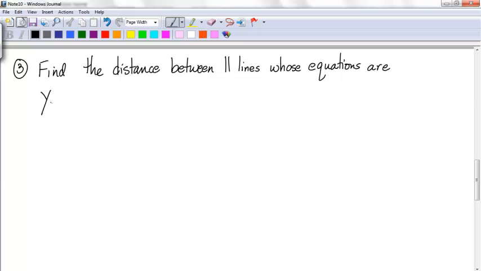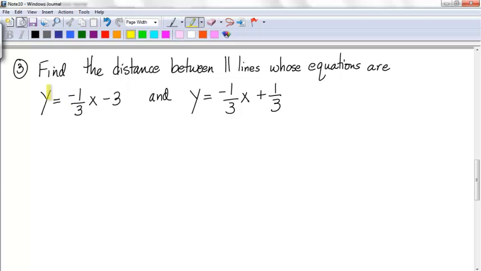One is y equals a negative 1/3 x minus 3. Okay, that's one equation. And y equals, now what do you know about parallel lines? What about their slopes? They have to be the same. So this one is also a negative 1/3 x plus 1/3. Okay, so we have two equations, this one and this one. We want to find the distance between those two lines. So we're going to do a sketch first.